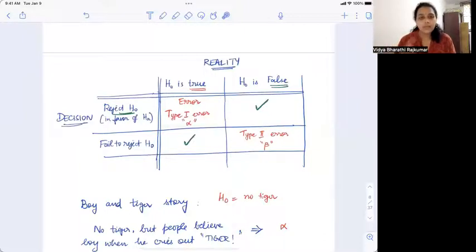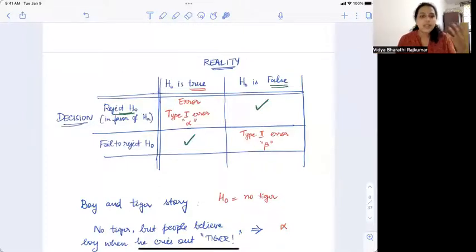But whenever there's a mismatch between our decision and the reality, we commit an error. So whenever the null is true, but we end up rejecting it, it's called a type 1 error. And the likelihood of committing a type 1 error is also referred to as alpha. We just saw that alpha is the threshold value of probability, and I'll come back to this in a second. So when the null is true and you reject it, you commit a type 1 error. When the null is false, but you fail to reject it, you commit a type 2 error.